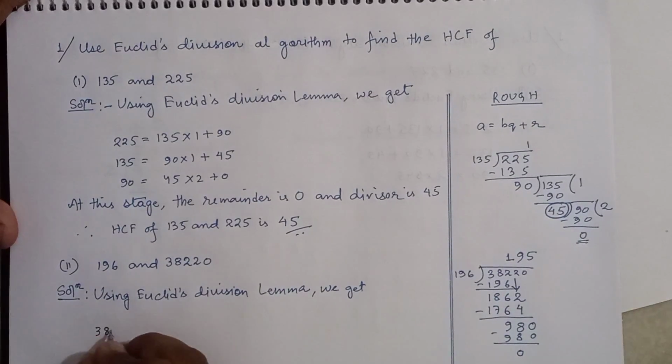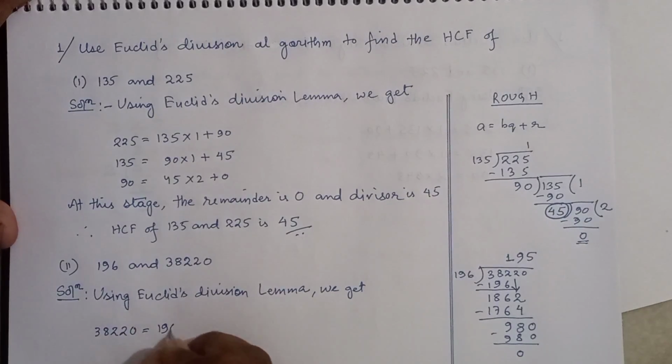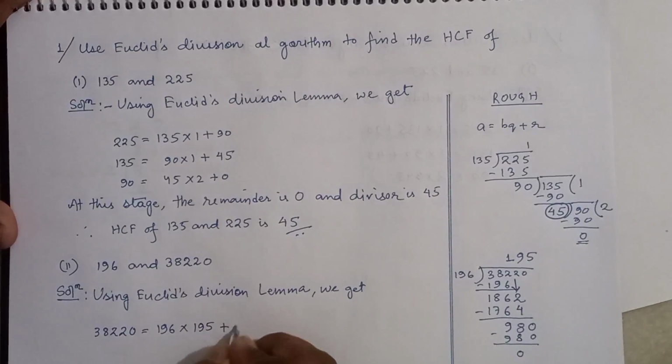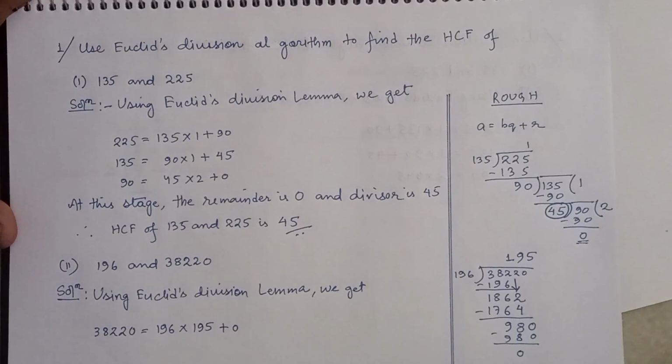So 38,220 is equal to 196 into 195 plus 0. As the remainder has become 0 here, and at this point the divisor is 196, so we can conclude that the HCF of 196 and 38,220 is 196.